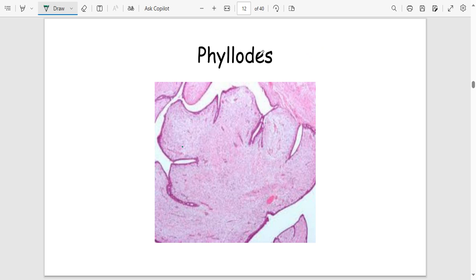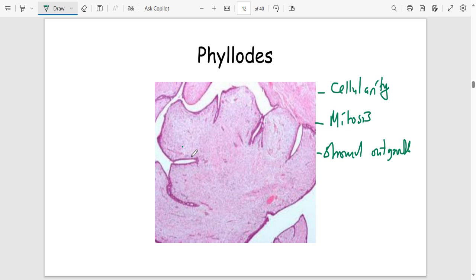Okay, so when you look at a phyllodes tumor, it has a higher cellularity. You have more cells because there's high cellularity, and then there's more mitosis, more division than the fibroadenoma. Besides that, there's also stromal outgrowth. So you can see the stroma growing, coming out, going in, coming out like that.